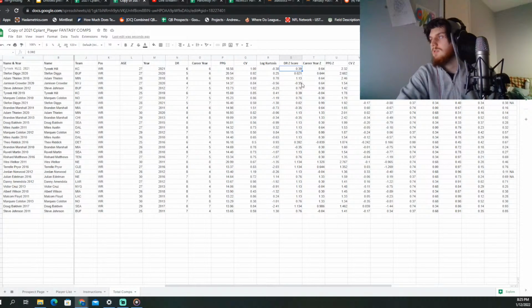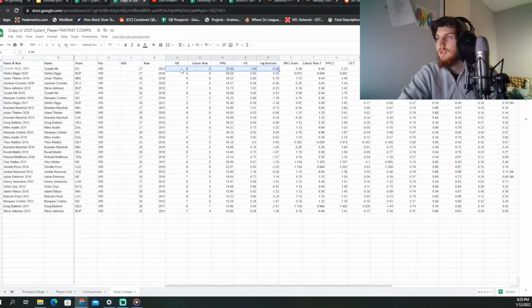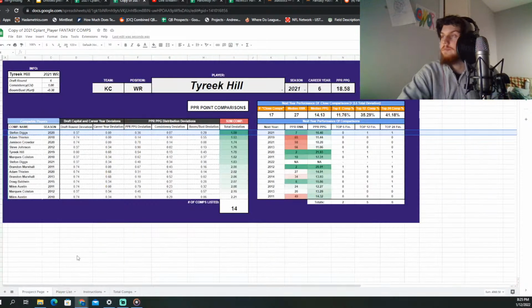Draft round. So then this is just getting into the Z-score of each of the categories. So yeah, it's literally only using these 5 and comparing them. So it's as simple as that, and it's pretty cool.